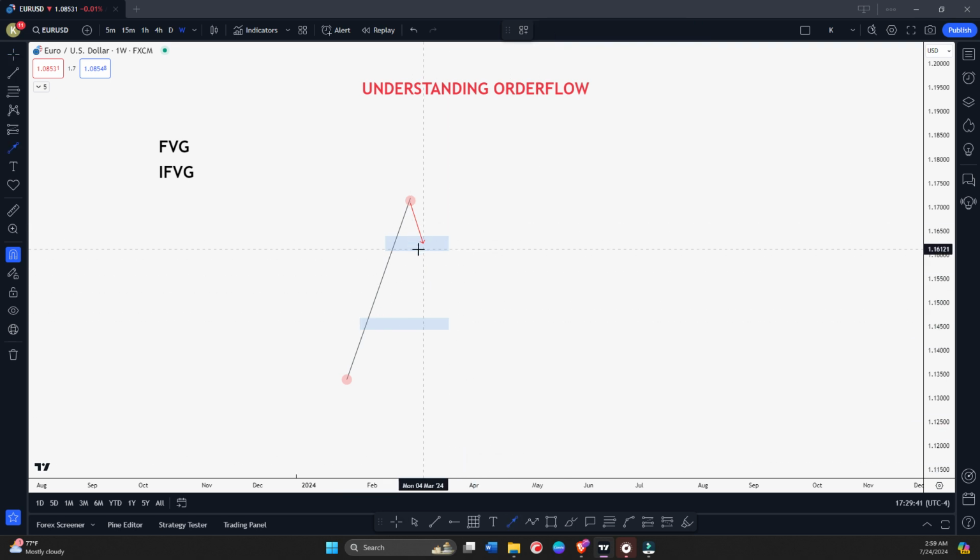Okay, so let's say if market will hold this, of course we're going to look for long at this fair value gap.